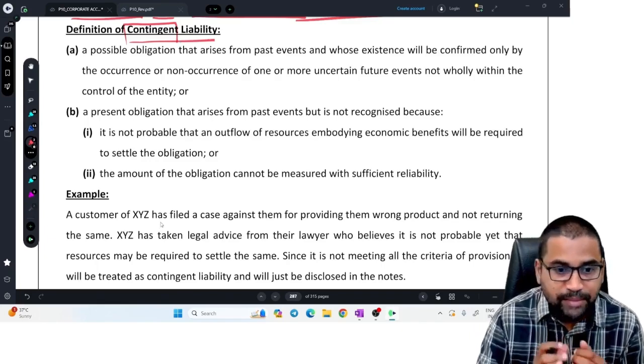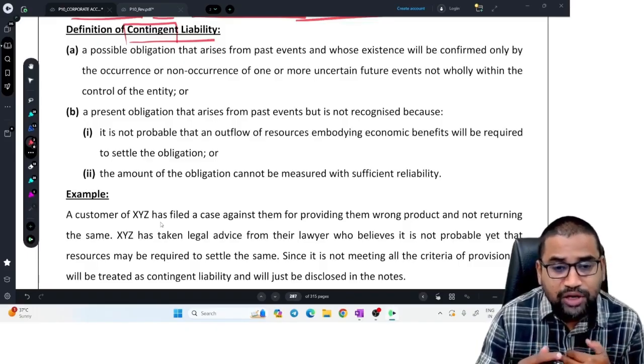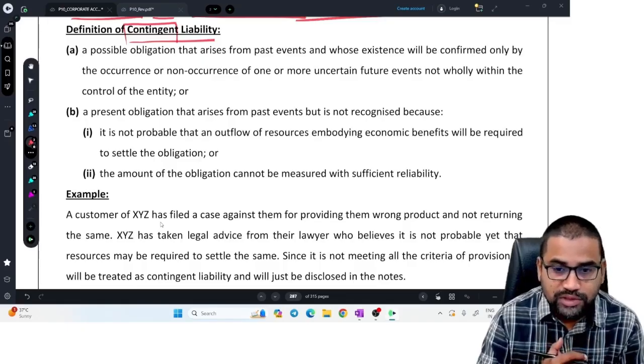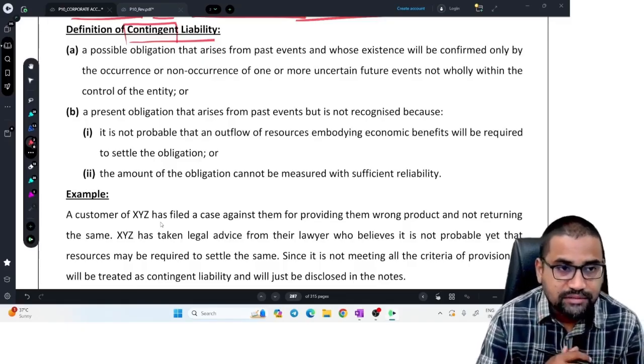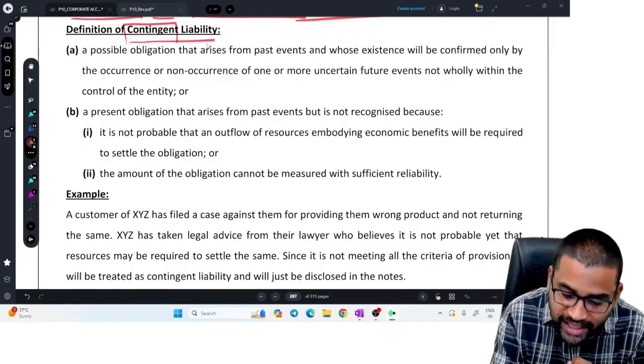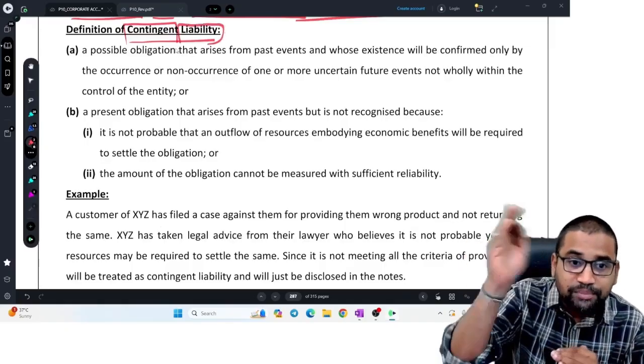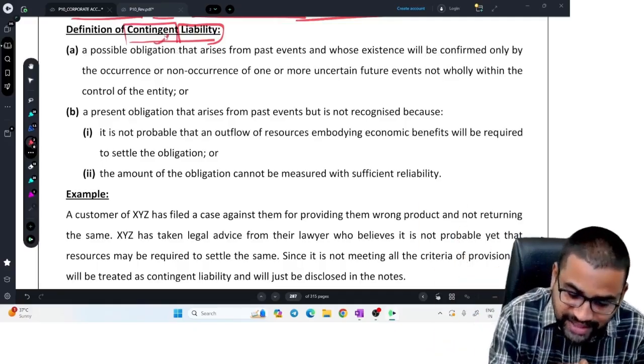For example, there is a matter pending in the court. Now the judgment may come in our favor or may not come in our favor. We don't know as of now. Those are called contingencies. Similarly, a liability which is not yet confirmed, in future it may come or may not come. That's why it is a contingent liability.